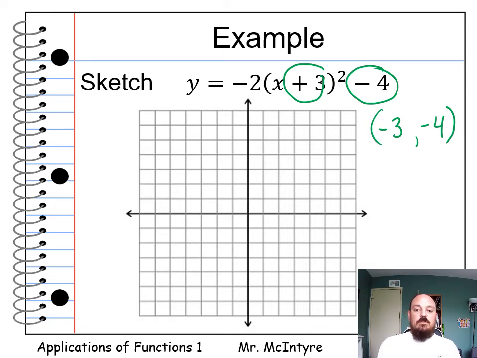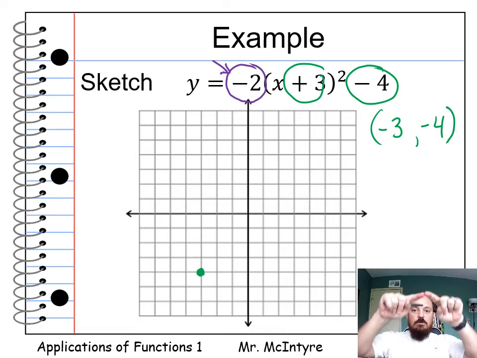Let's plot that point first. -3, -4 means left 3, down 4. It would be this point right here. That's the vertex. So the only other thing we need to finish this graph is this number right here, A. And A tells us two things. The most important thing, that's a negative number, so this parabola from that vertex is going down. It's opening down.